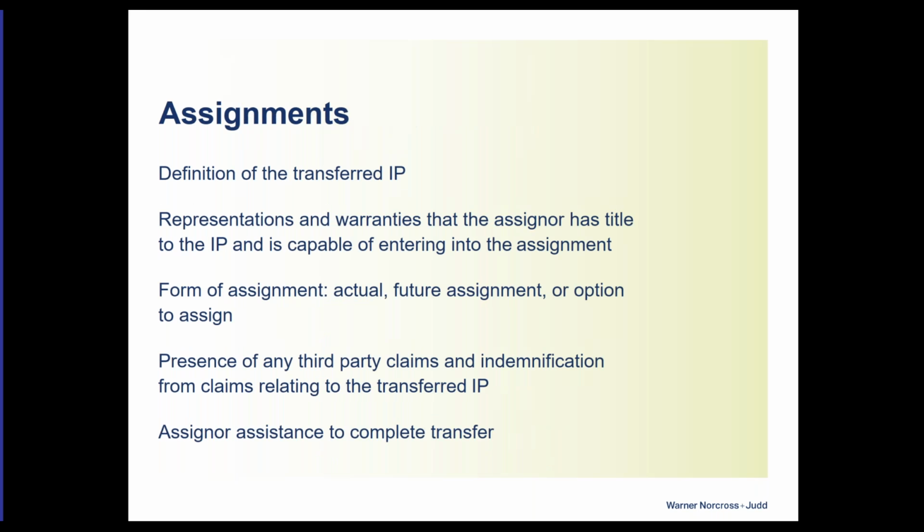Now, for assignments, they're a bit more straightforward. We want to talk about the definition of the IP being transferred, which may be as broad or ambiguous as the subject matter or the title of the invention or application, or a name of the invention, to as specific as the patent number. In many assignments, they may include representations and warranties that the assignor has title to actually assign the IP. Now, this typically doesn't occur in assignments from inventors to entities, but it can occur during entity-to-entity transfers.